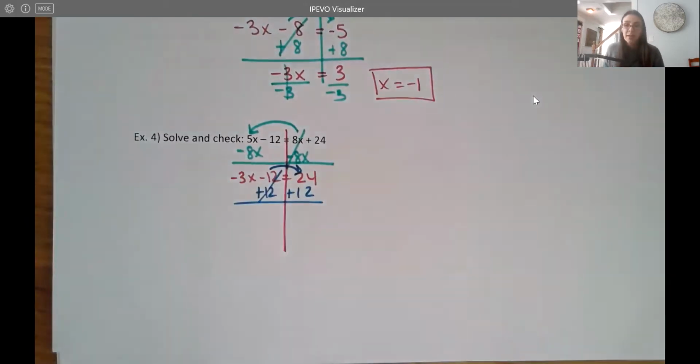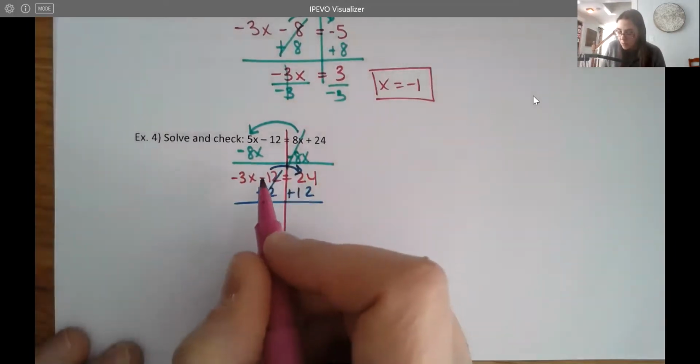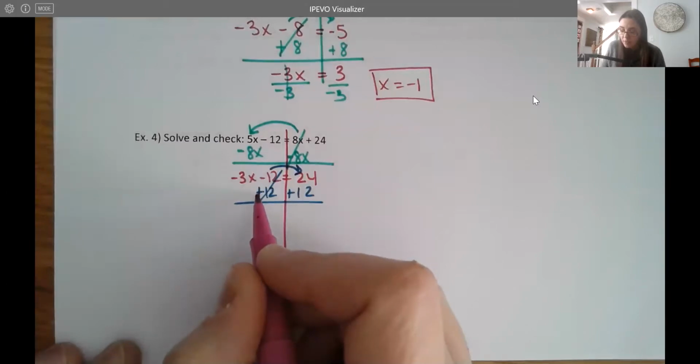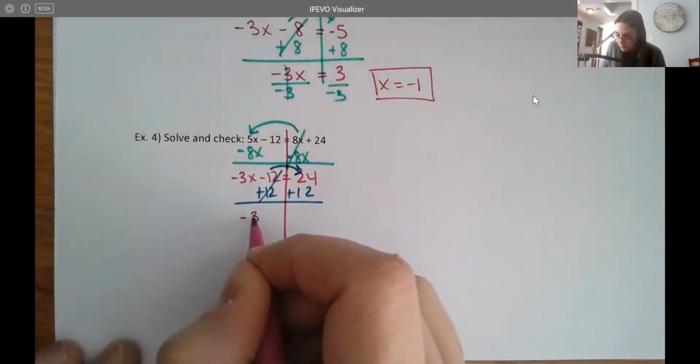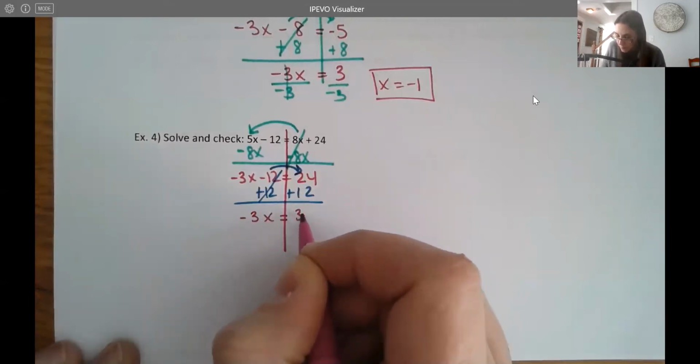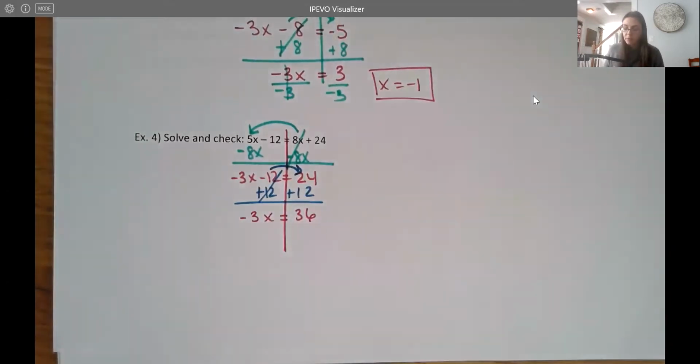And again, I'm using those words negative and subtraction interchangeably because they really basically mean the same thing. So you could say -12, +12. You could say -12, adding 12. It's the same idea. And 24 plus 12 is 36. Now everything is combined and collected. My like terms are collected together.